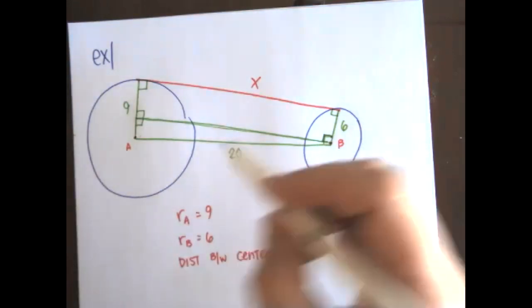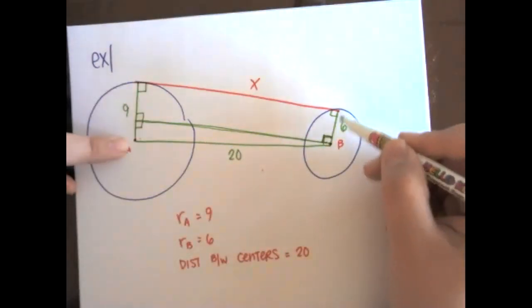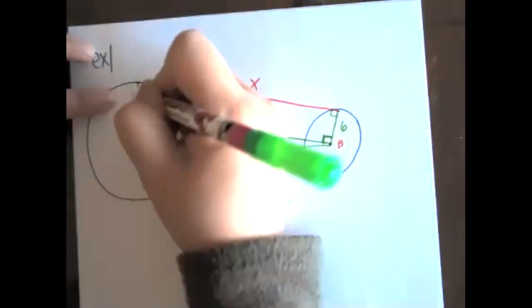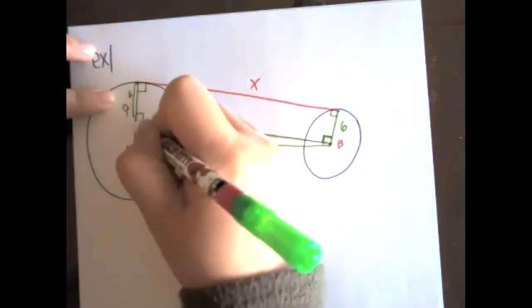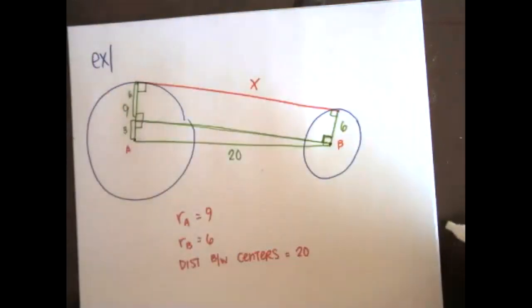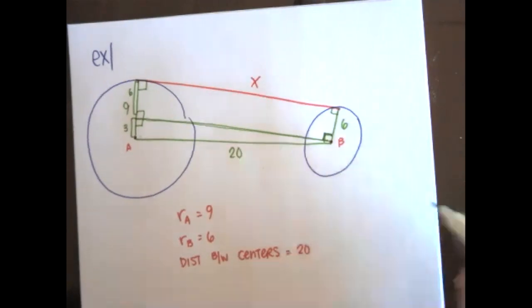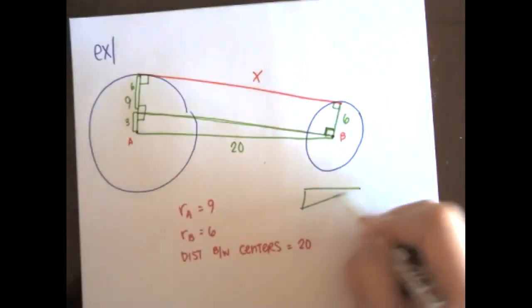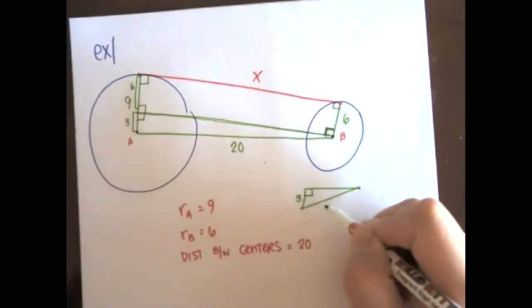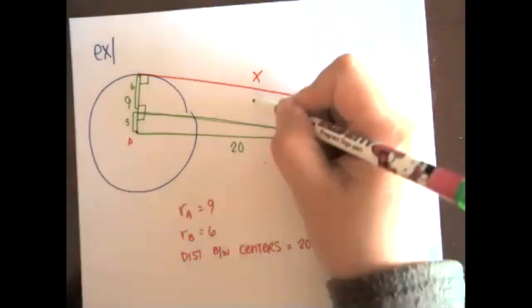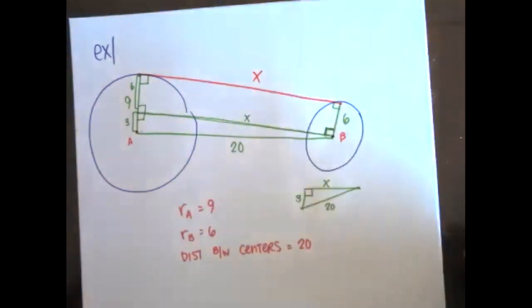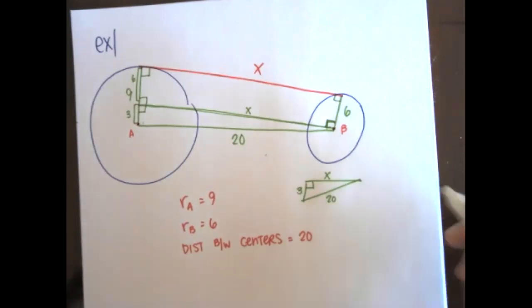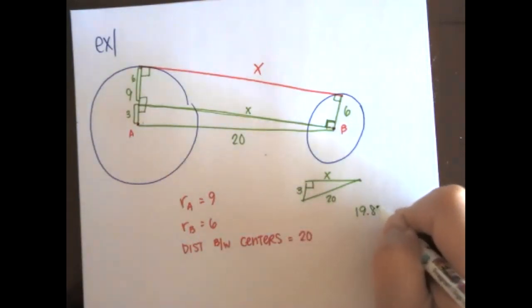So this is 9, this is 6. Because it's a rectangle, this portion is 6. That makes this portion 3. So our right triangle is now 3, 20, and X, because this is a rectangle again, that's X. You should get 19.8.